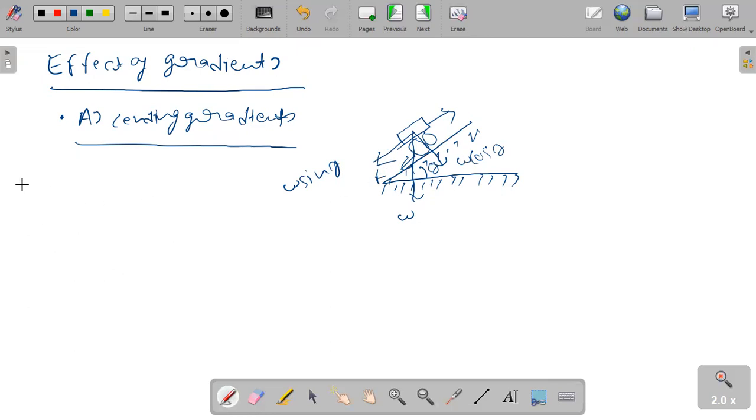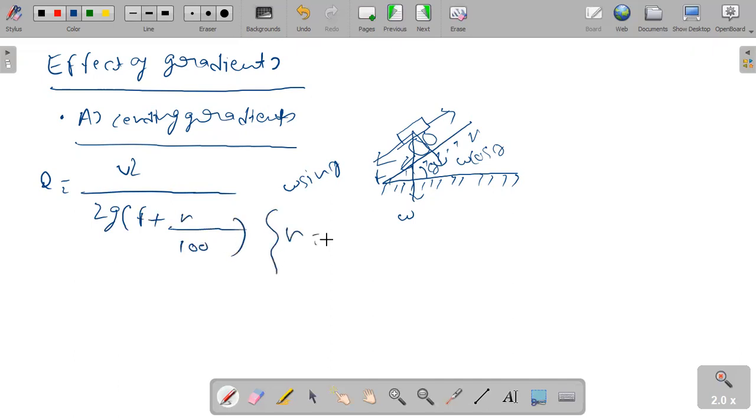If you have this ascending gradient, you'll get a braking distance equal to v square upon 2g times f plus n by 100, where n is the ascending gradient.